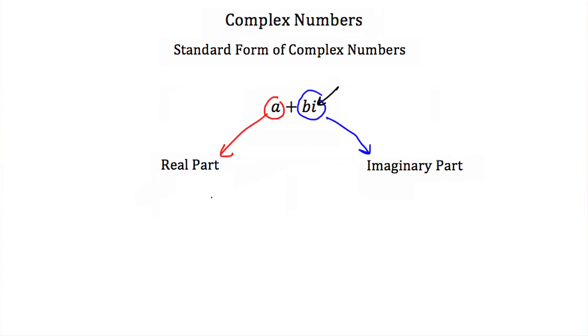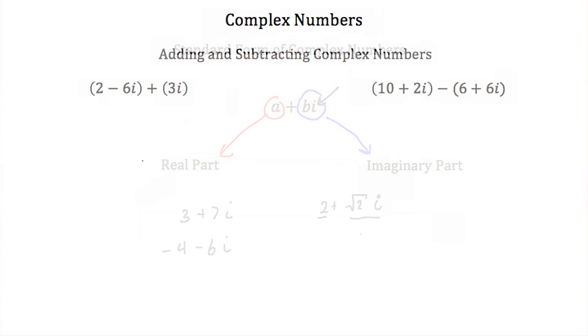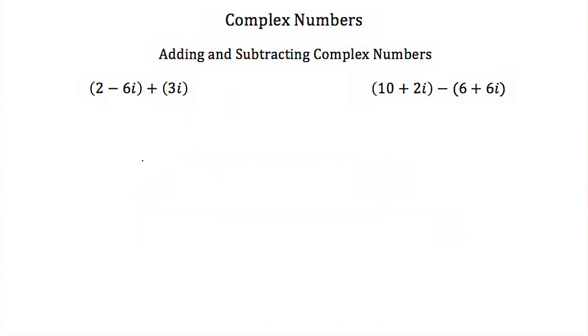Examples of complex numbers then would just be 3 plus 7i or negative 4 minus 6i. It could also be 2 plus the square root of 2 times i. These are all complex numbers because they contain a real part and then an imaginary part. But since complex numbers have both a real and an imaginary part, how do we add and subtract complex numbers? Well, we do this by adding and subtracting the real parts and then adding and subtracting the imaginary parts.